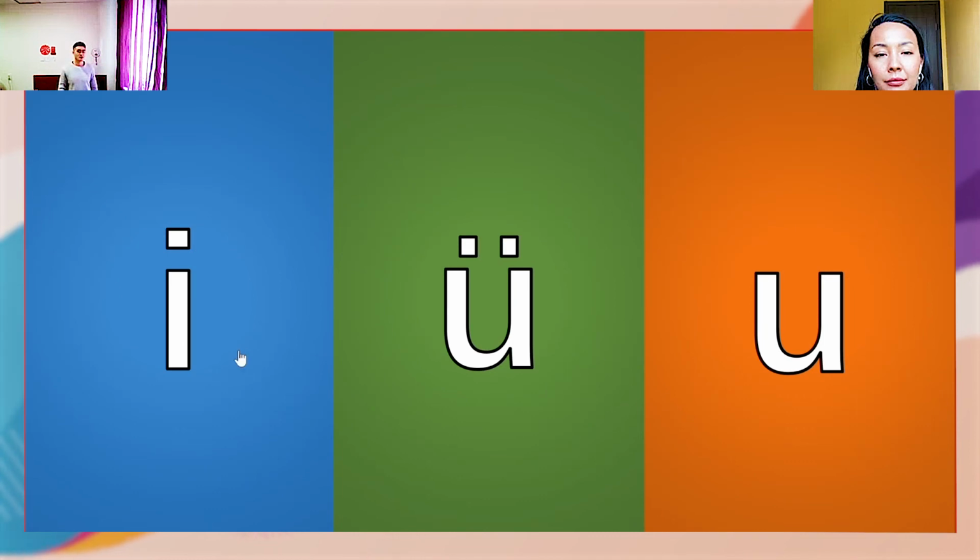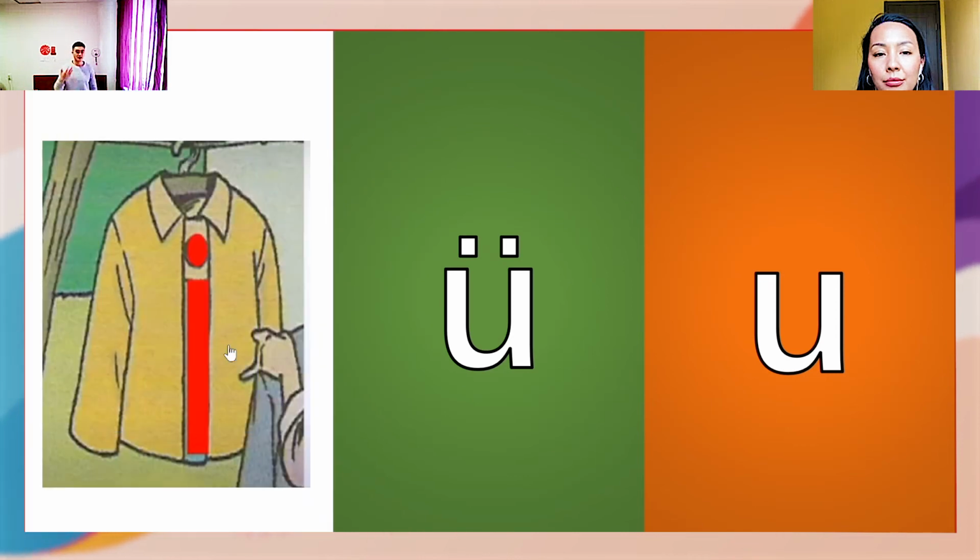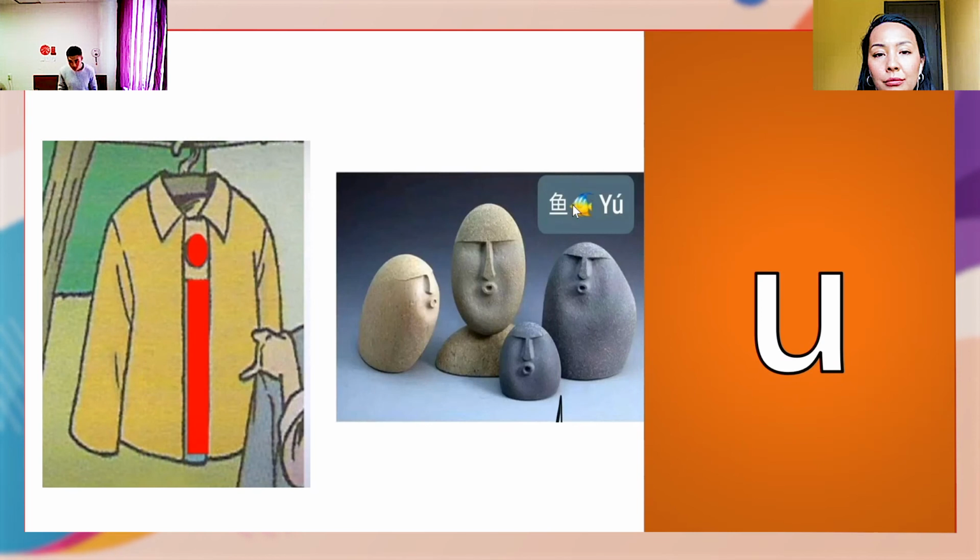Remember the pronunciation of the first letter. Excellent. It's like clothes. 衣服. Excellent. So the second one. 鱼. Excellent. What's this on the right corner? It's a fish. Yes. How to say it in Chinese? 鱼. Excellent. Let's move on to the last one.